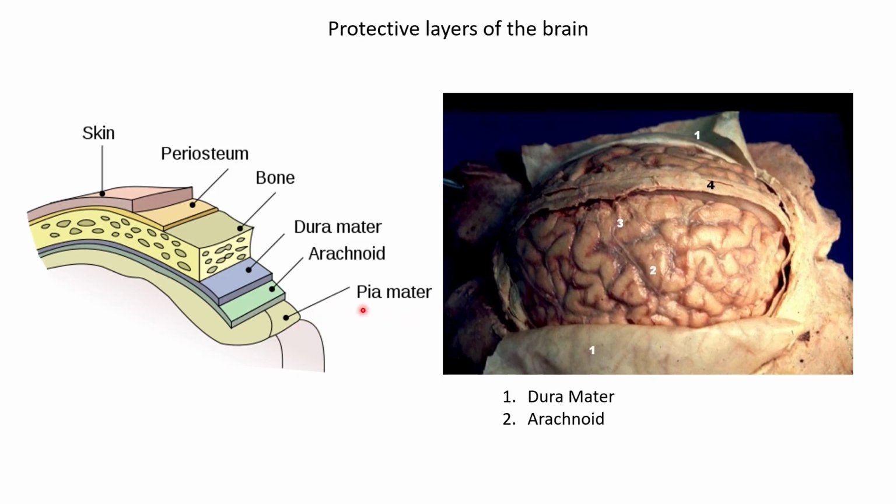And this layer is covering the whole brain, and it's tightly sticking to the brain so that it's going through all the grooves and all these peaks and valleys of the brain. So it's tightly covering the brain. It has vasculature, so blood vessels go through it into the brain. All these 3 layers together, the dura mater, the arachnoid, and the pia mater, are called meninges. So these 3 meninges are the 3 internal protective layers of the brain.